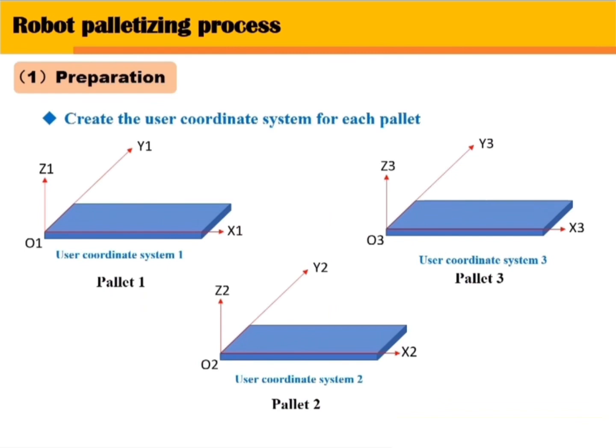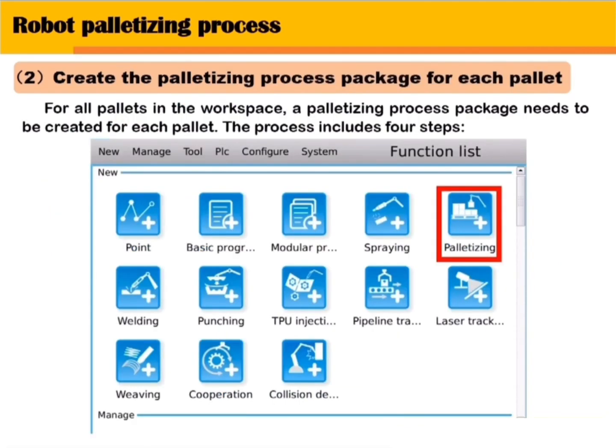1. Preparation. You should create the user coordinate system for each pallet. 2. Create the palletizing process package for each pallet. For all pallets in the workspace, a palletizing process package needs to be created for each pallet. The process includes 4 steps.